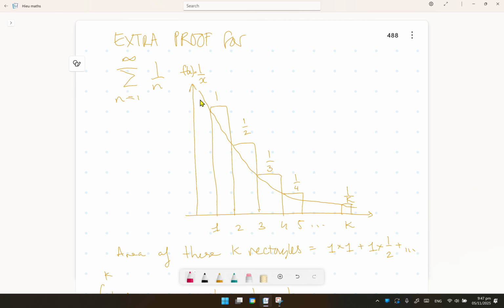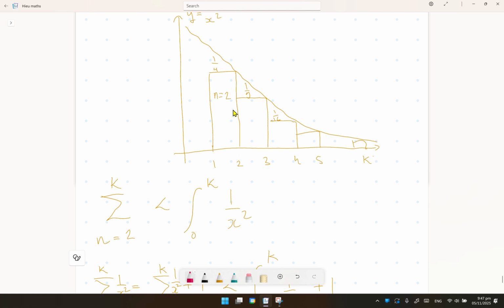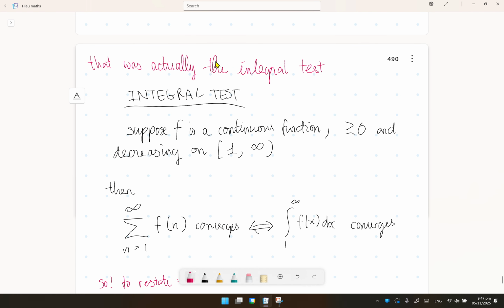And you can see how the area under this graph, area under 1 over x, is always going to be smaller than the area under these rectangles, right? And so if 1 over x is divergent, as we know from our theorem before, then the area of these rectangles must be divergent as well because they're larger than the graph. So that's an idea. And I'm going to skip this one. This one's for 1 over x squared. But basically, I want to reach this theorem here, that is called the integral test.